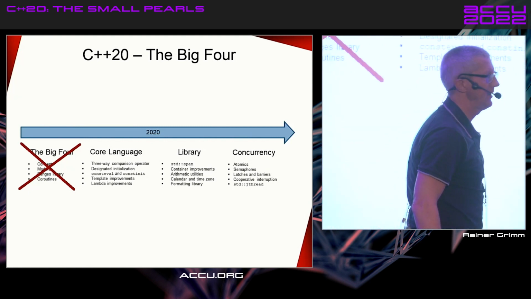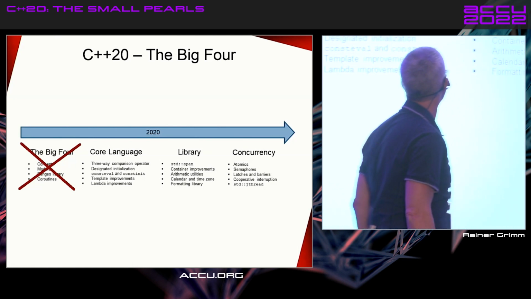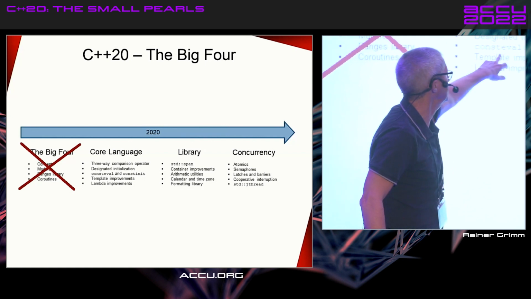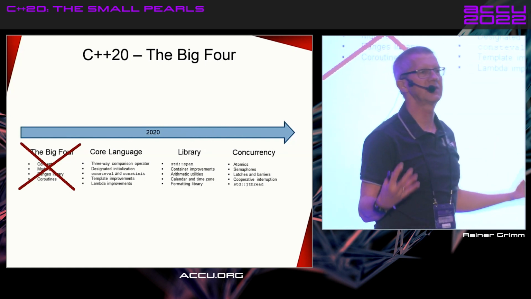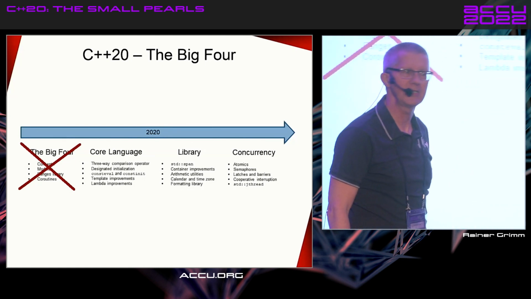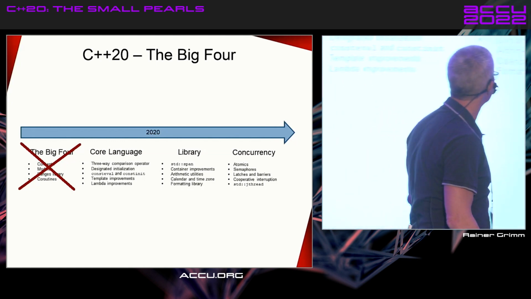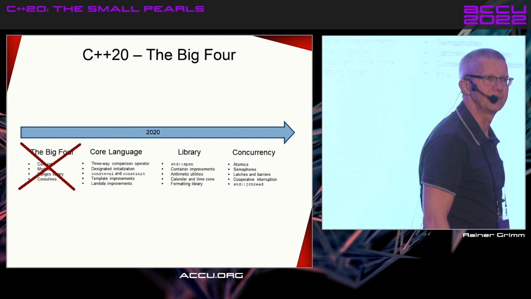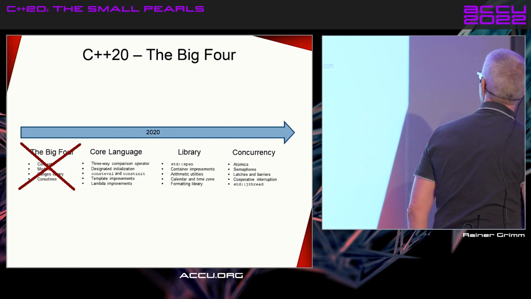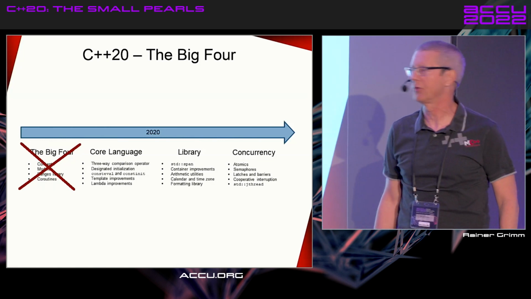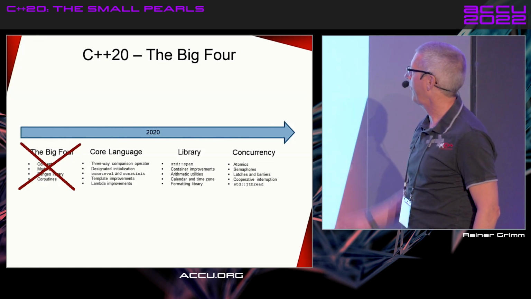I talk about the core language, about the library, and about concurrency. About the three-way comparison operator, designated initialization. We have more ways to express constants in C++20. A few templates and lambda improvements. Then I come to std::span. A few very interesting container improvements, such as constexpr vector. A few arithmetic utilities.